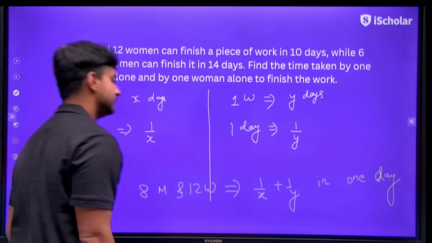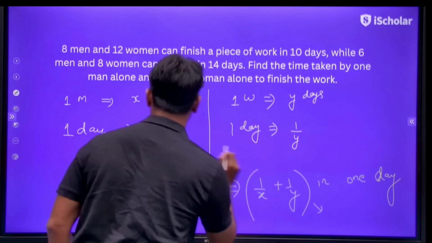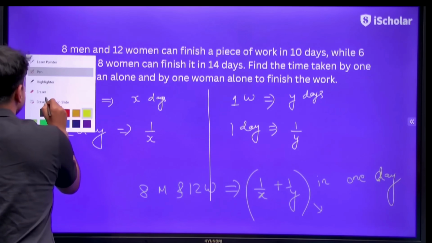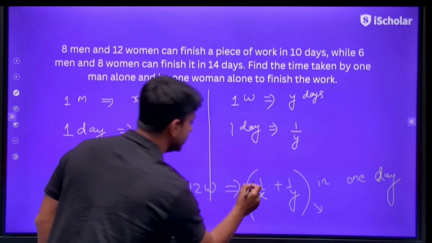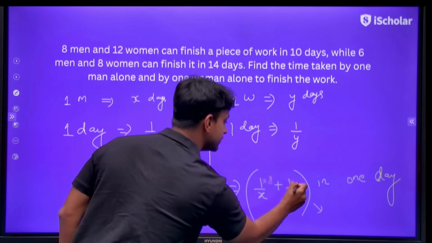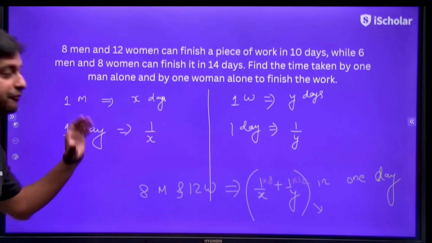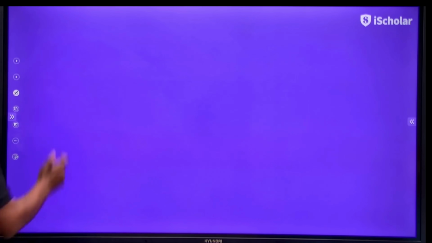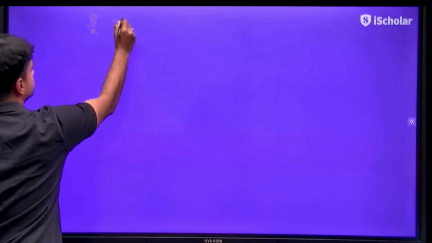I have written this much work is going to be 1 by X, and here we have to multiply, as this 1 by X is for 1 man. So we have to multiply this with 8 and this with 12. So effectively 1 day work would be 8 by X plus 12 by Y.